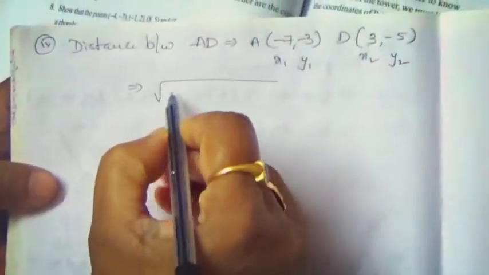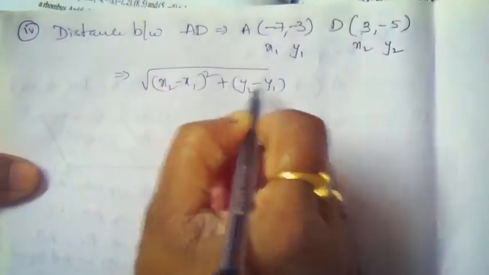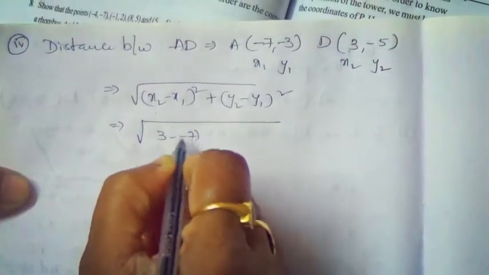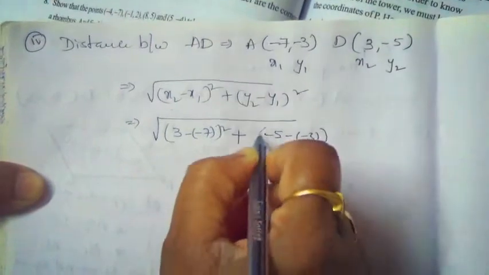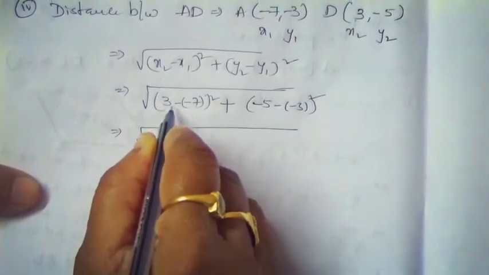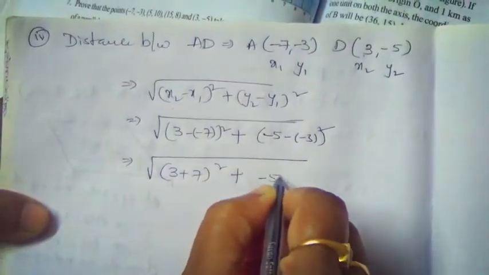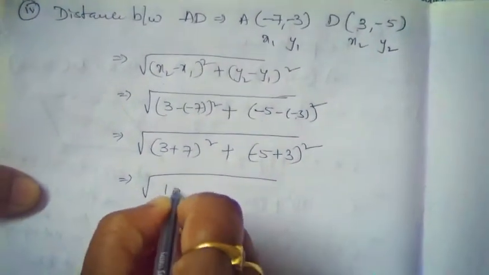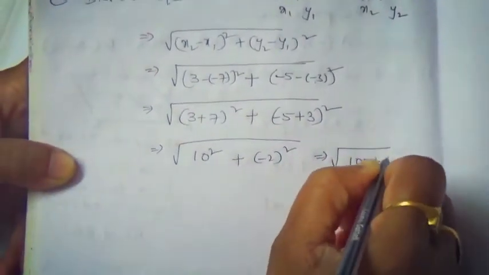Okay. So what is the formula? Square root of (x2 minus x1) whole square plus (y2 minus y1) whole square. That implies square root of (3 minus of -7) whole square plus (-5 minus of -3) whole square. That implies square root of (3 plus 7) whole square plus (-5 plus 3) whole square. That implies square root of 10 square plus (-2) whole square. That implies square root of 100 plus 4.